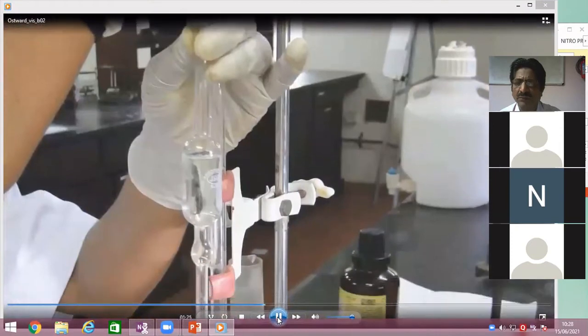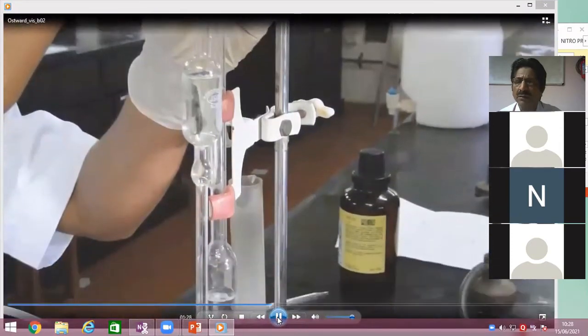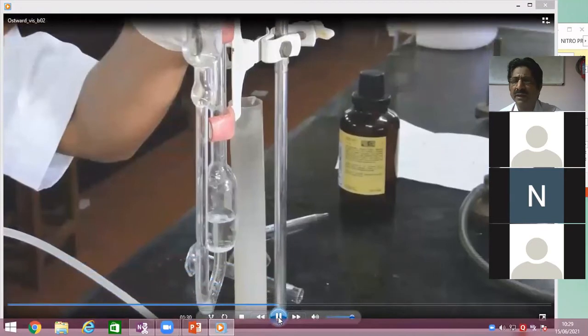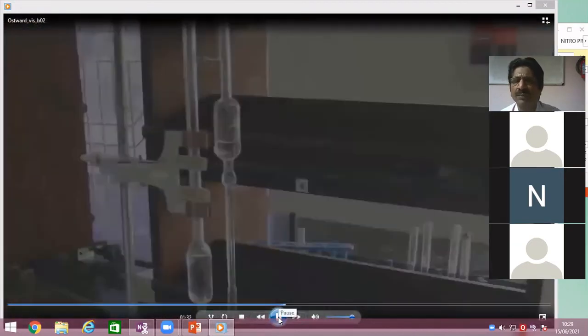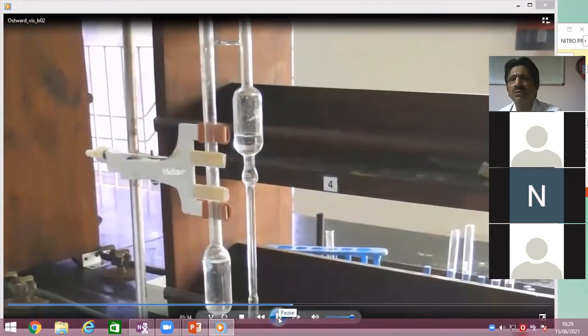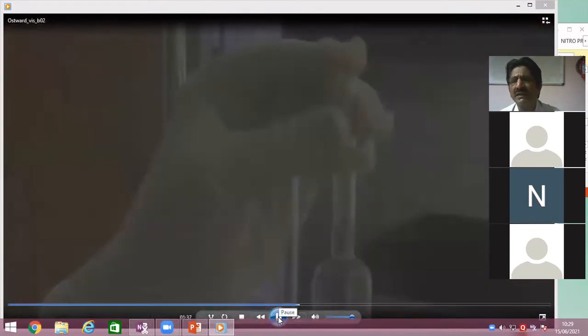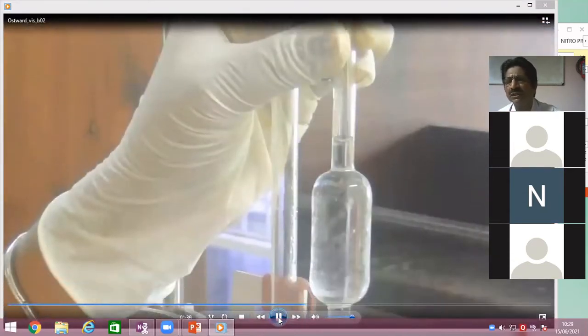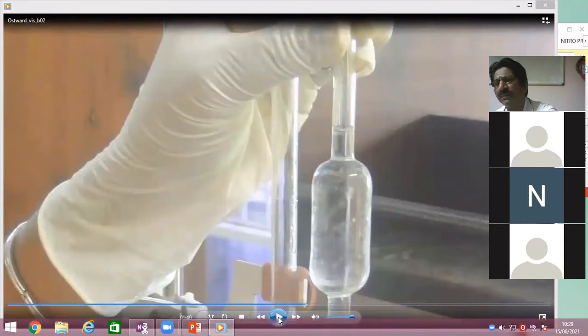Here we are adding the liquid in the Ostwald viscometer, and then we have to suck the liquid from the other end. There are two marks here, the upper mark and the lower mark. We have to suck the liquid much above the upper mark, and then allow the liquid to flow down slowly.